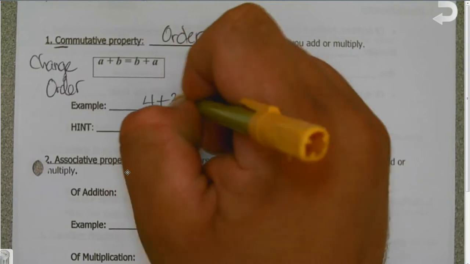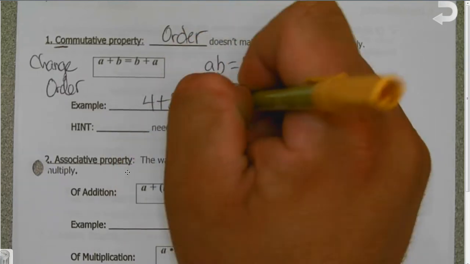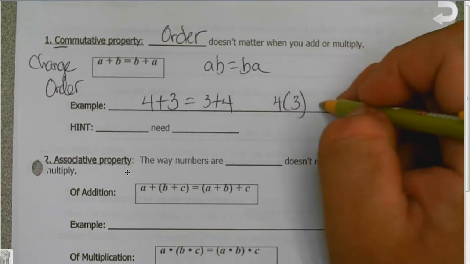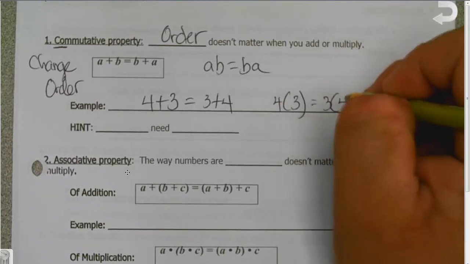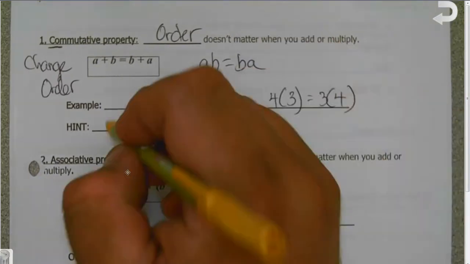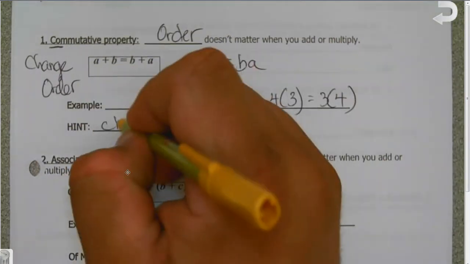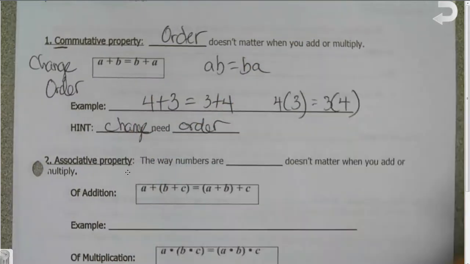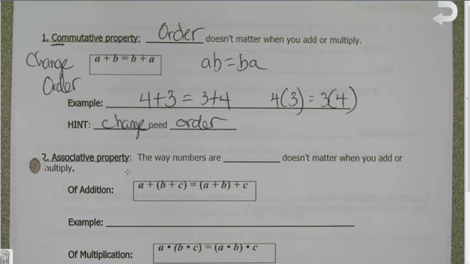So, for example, 4 plus 3 is the same thing as 3 plus 4. 4 times 3 is equal to 3 times 4. And again, my hint is change order. So change order. It's okay. Alright, so that's the commutative property.